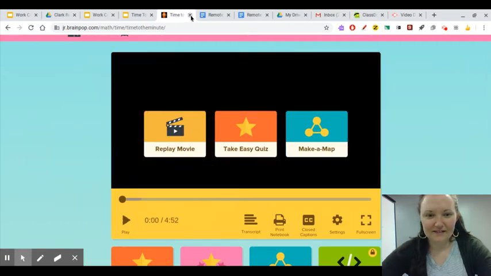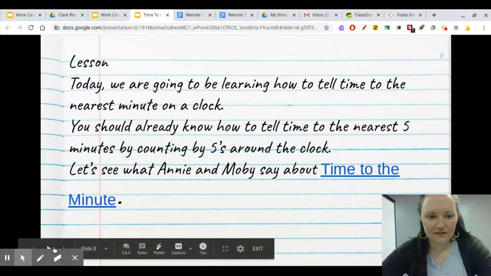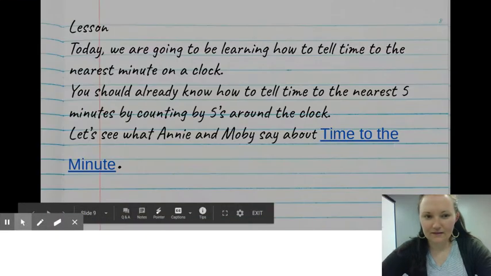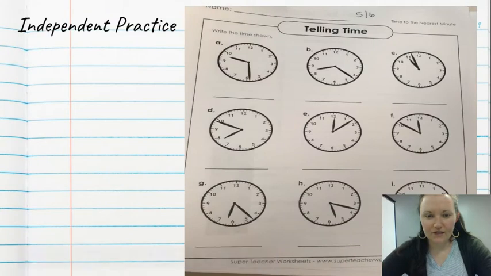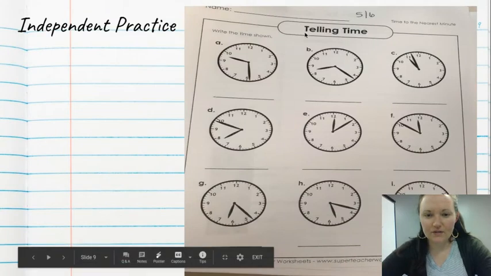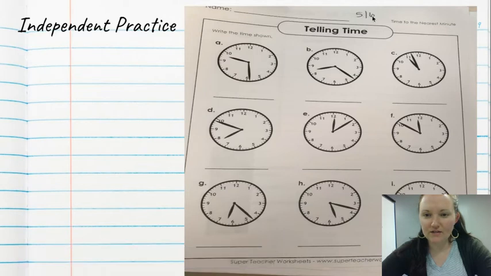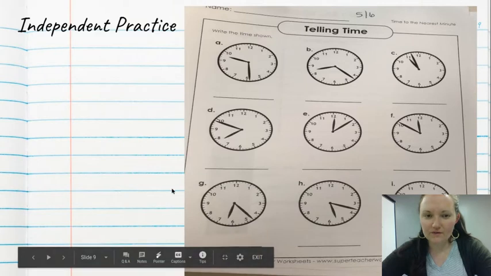All right, so your independent practice is going to look like this. It's going to say telling time and then 5-6 at the top, even though today is the 11th. So you're going to write the time shown, and I want you to write the time down here at the bottom. And what we'll do is we'll go over the answers during our Google Meet.